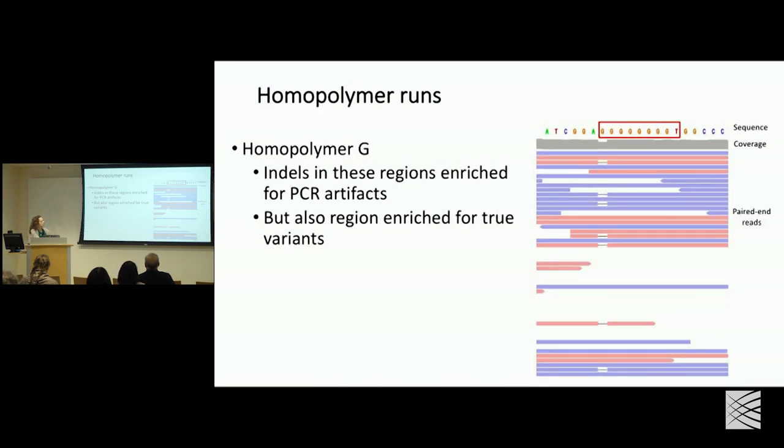Homopolymers. That's where you have a stretch of a single nucleotide in a row. These are hard for PCR to get through. They tend to make errors where they might insert a G or delete a G, it can be any letter. And so these are common PCR artifact regions, but they're also regions that the human DNA polymerase has trouble with. So they're places where you can get real sequence variants. I just want to highlight that you need to be cautious of these, and you definitely want to be validating these if you're interested in them.